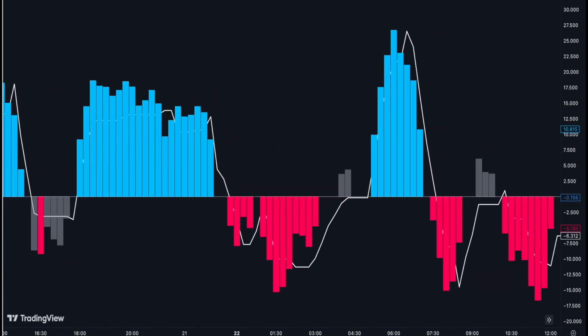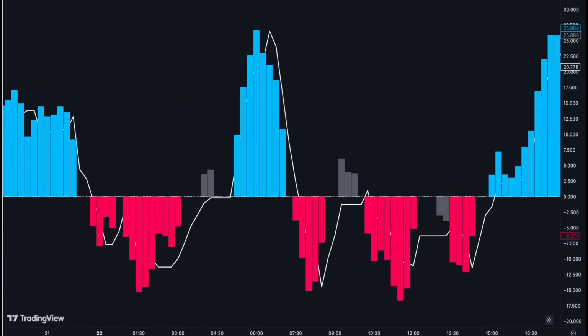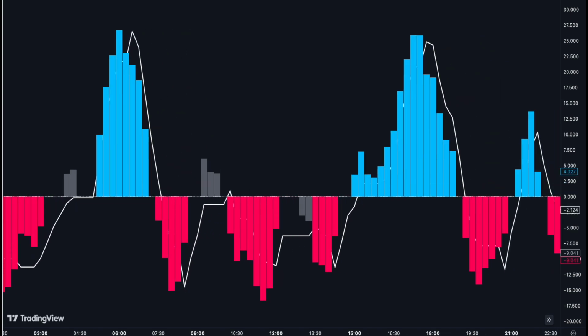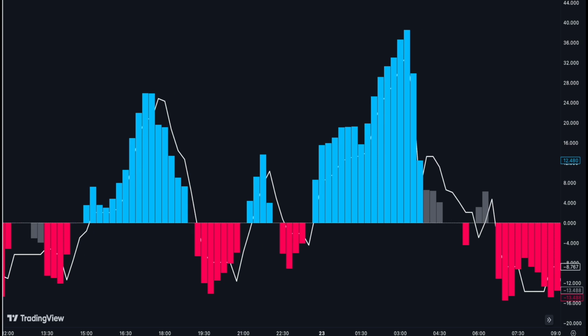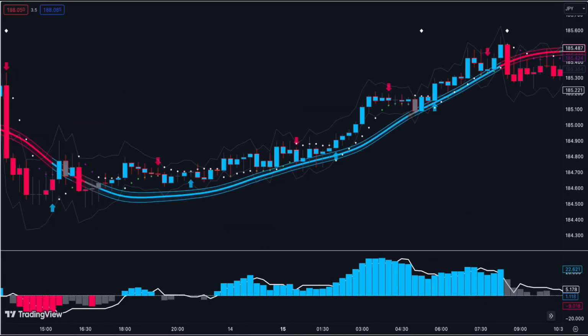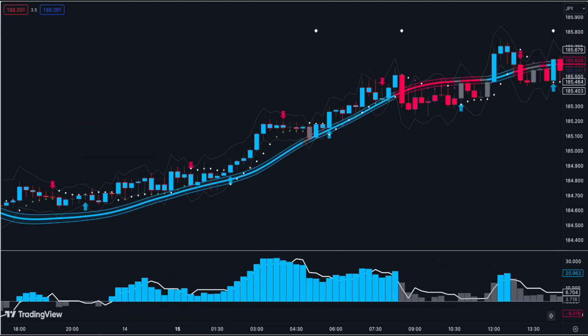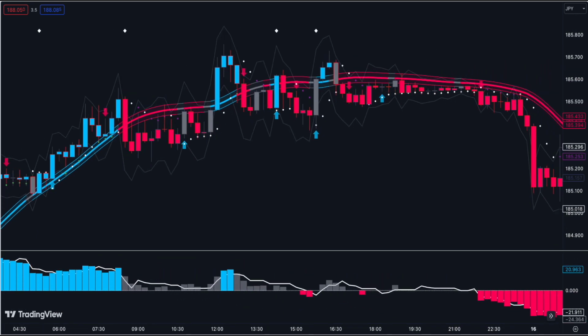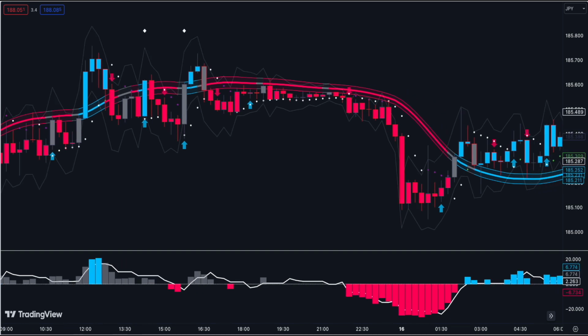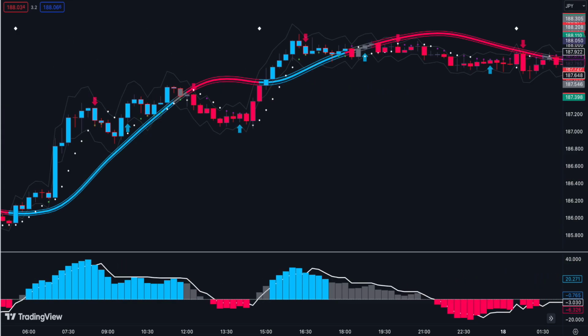It combines elements of two other popular indicators, the Relative Strength Index, well known as RSI, and the Moving Average Convergence Divergence, also known as MACD. The QQE Mod attempts to smooth out market noise and provide clearer signals by using a combination of moving averages and smoothed RSI values. Here's a brief overview of how the QQE Mod indicator works.